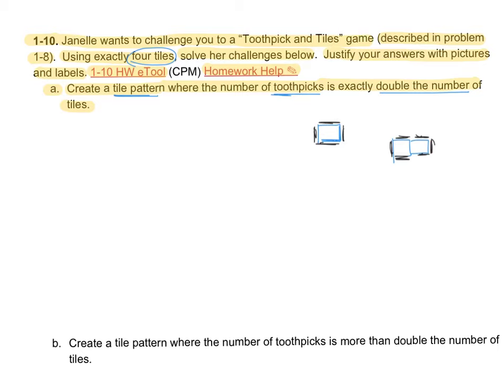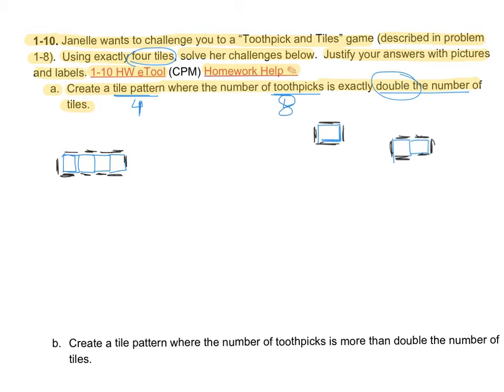So once again, I'm given 4 in this problem, so 4 tiles, and our job is to draw them so that we create the tile pattern where the toothpicks are exactly double. Now if I have 4 tiles, the toothpick doubling needs to be 8. Double means times 2. So if I count the toothpicks around, I'll have 1, 2, 3, 4, 5, 6, 7, 8, 9, 10, which is not double.